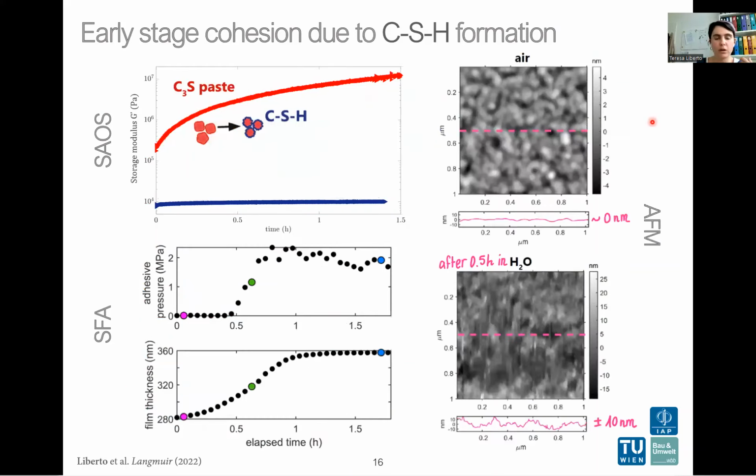Also, AFM confirms these findings, atomic force microscopy. So with a tip, we check the surface of C3S without water in air, and you can see that the thickness here is 0, the roughness is almost 0. And then if we add water, after half an hour we have a roughness of plus or minus 10 nanometers. We did XPS on both SFA surfaces and AFM, and we confirm that what we have is calcium silicate hydrate.